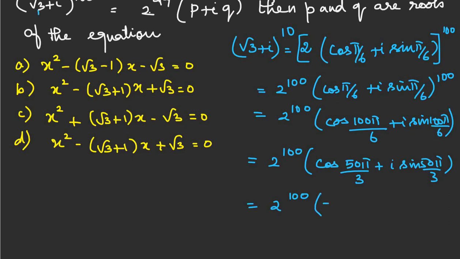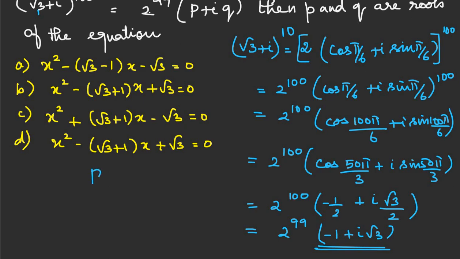50 pi by 3 can be reduced, and this is equal to 2 power 100 into minus 1 by 2 plus i root 3 by 2. Taking 2 power minus 1 out, 100 minus 1 becomes 2 power 99 into minus 1 plus i root 3. So from this we get p is equal to minus 1 and q is equal to root 3. So the sum will be p plus q.